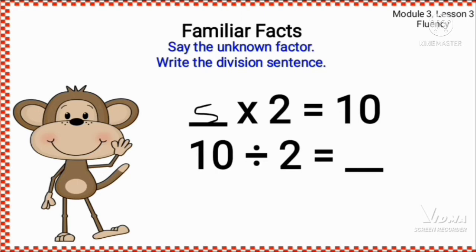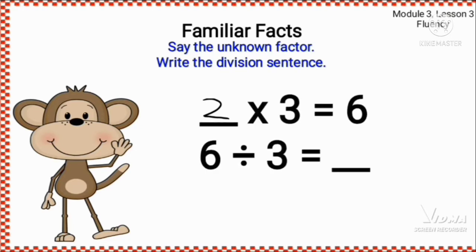I'll change the game now. I'm going to tell you a multiplication sentence, but I will leave off one part. So you will say the unknown factor and then write the division sentence. For example, 5 times 2 is 10. I've done that for you. I added the 5 for you. And you see, 10 divided by 2 is 5.